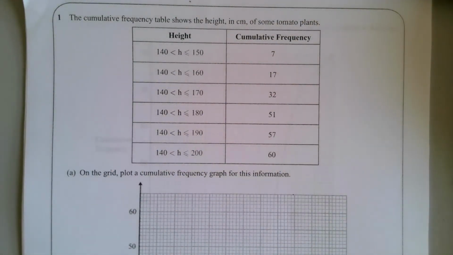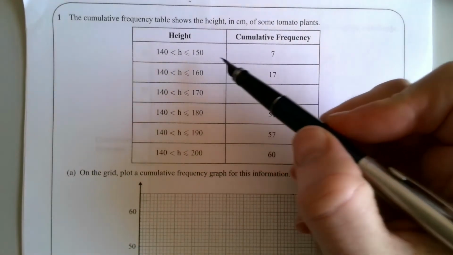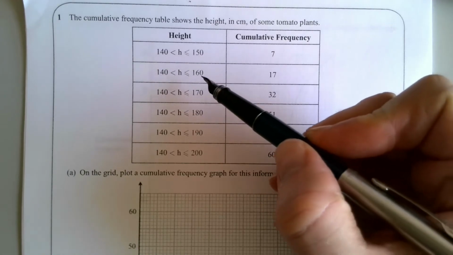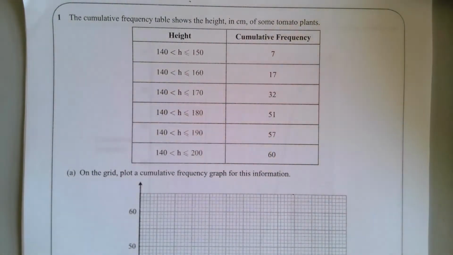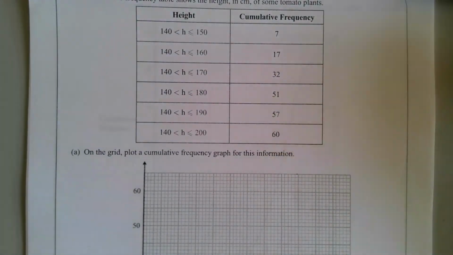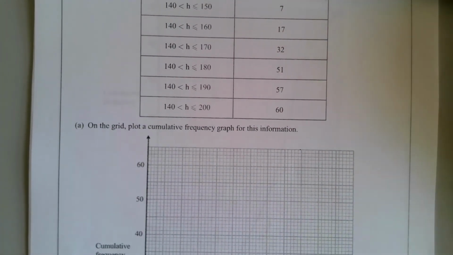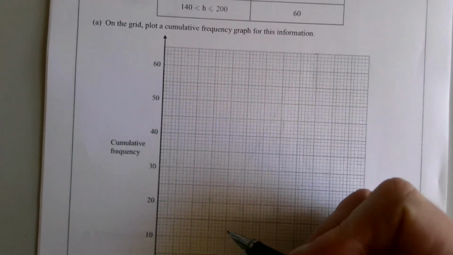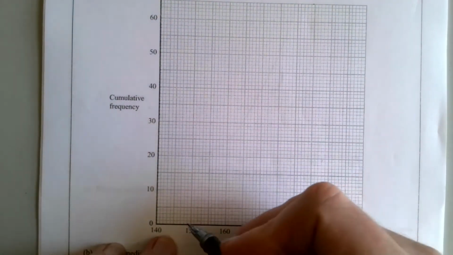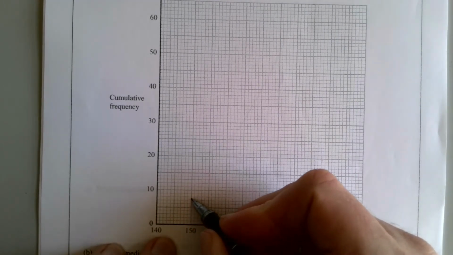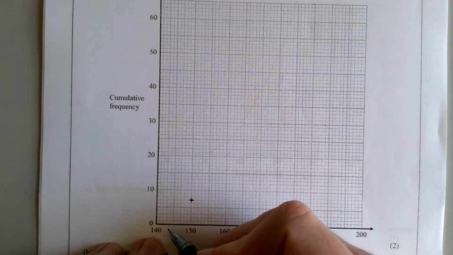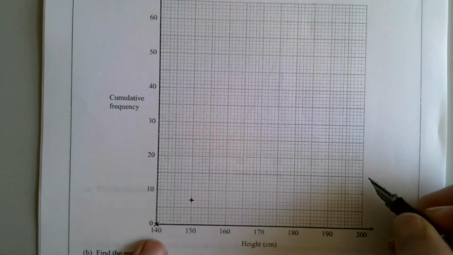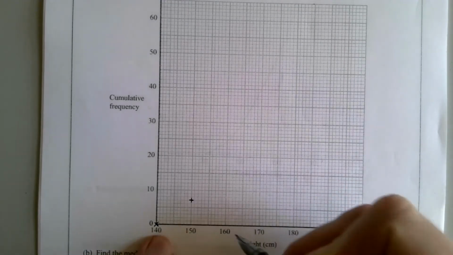So the important thing here is not the midpoint. It's that we've got 7 plants that we know can't be taller than 150 centimeters, 17 that can't be taller than 160. And that's what we're interested in when we're plotting this as far as we go. So starting off, I've got 7 for between 140 and 150. So at 150, what I know for certain is that I've just got 7. And I also know that I've got none that are less than 140, so I'm putting a 0 there.